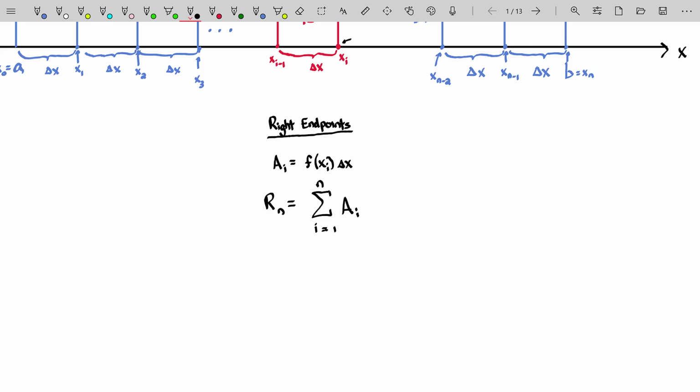So in this case, if you wrote out that summation, it's the area of the first region plus the area of the second region plus so on and so forth, all the way down to the area of the nth region, right? However, we know what a sub i is. So I could just write this as a summation from i equals 1 to n of f of x sub i delta x. Perfect.